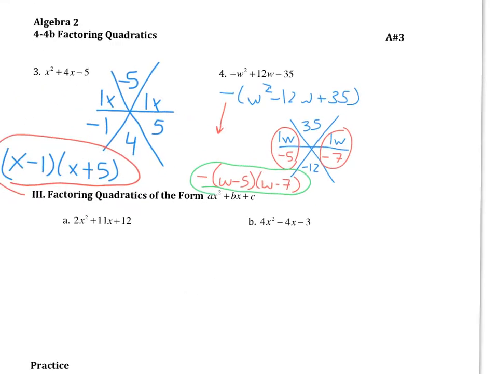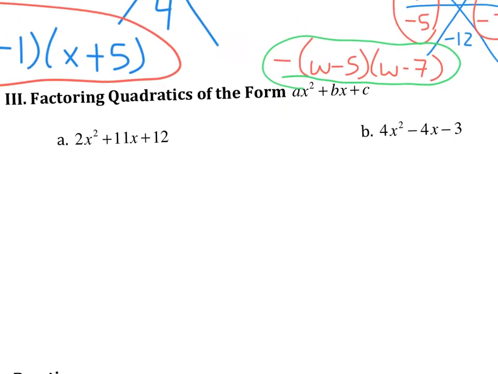Now, let's show you when sometimes a is not 1. And so here's a not being 1. So the first thing, according to the instructions, is there a common factor to pull out? And the answer is no. So what I'm going to do is go ahead and set up my snowflake. But what do I put on top?